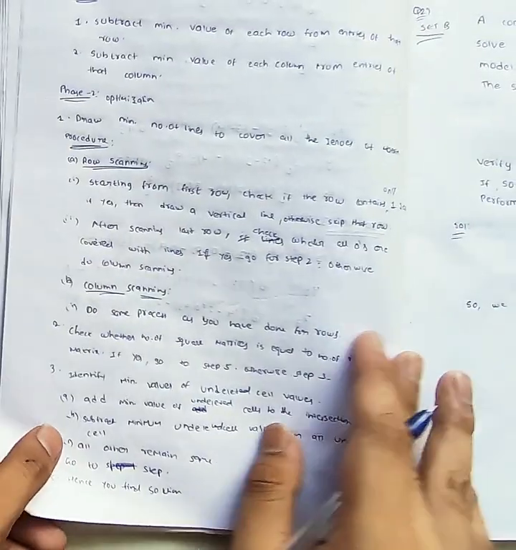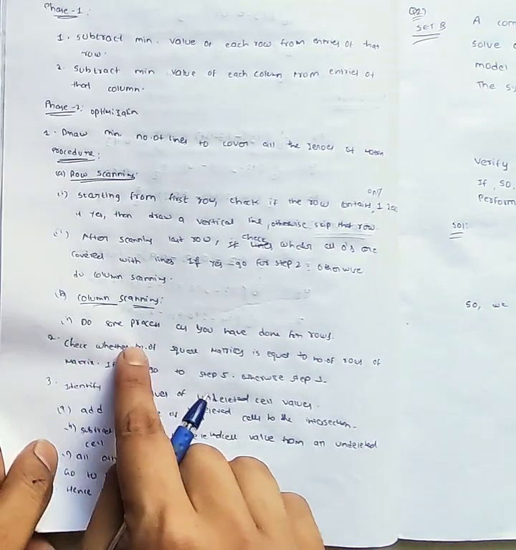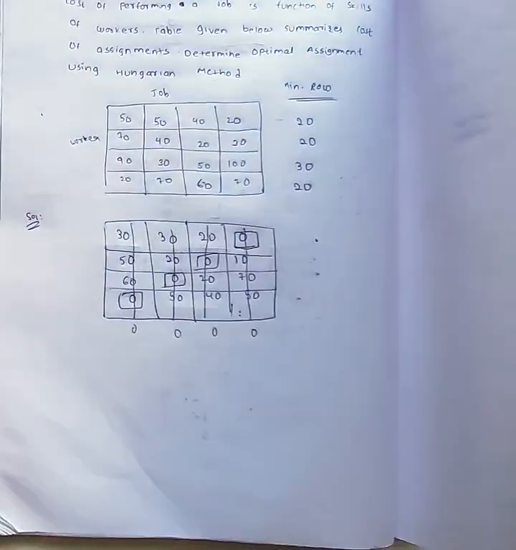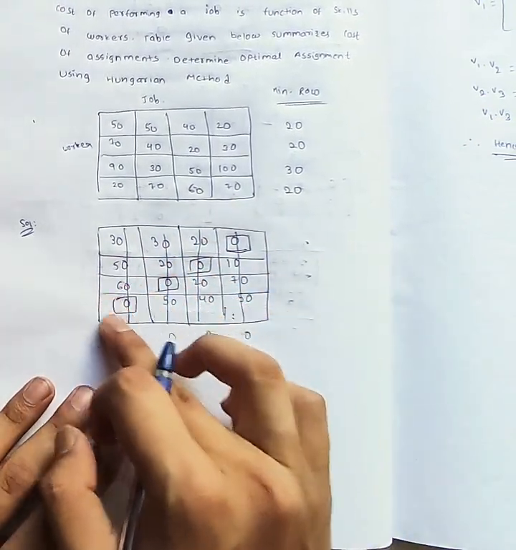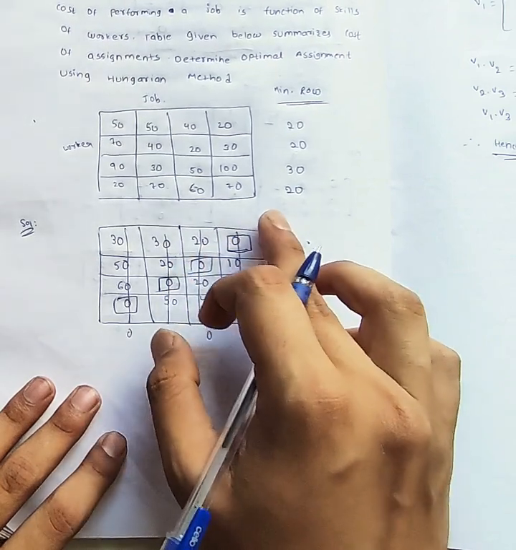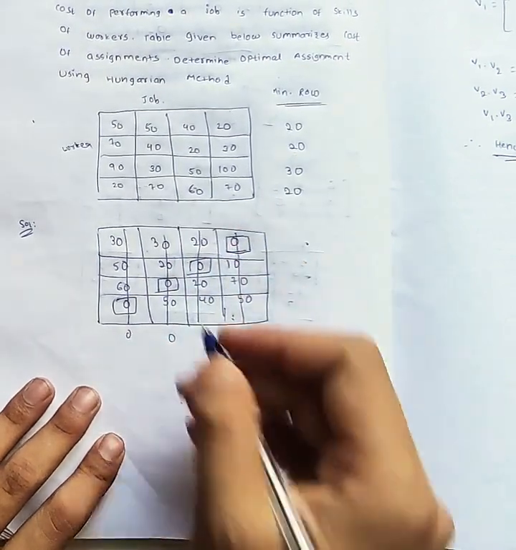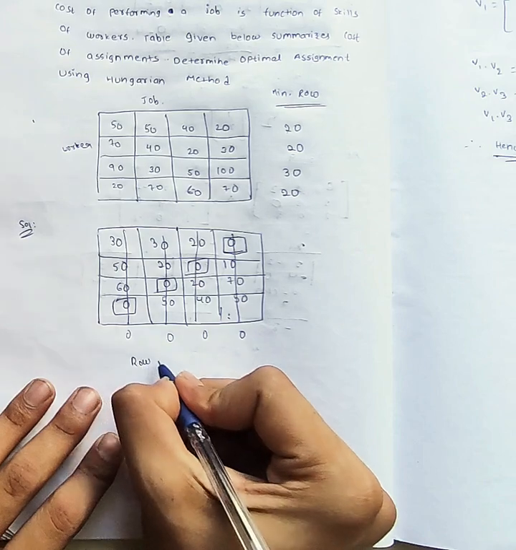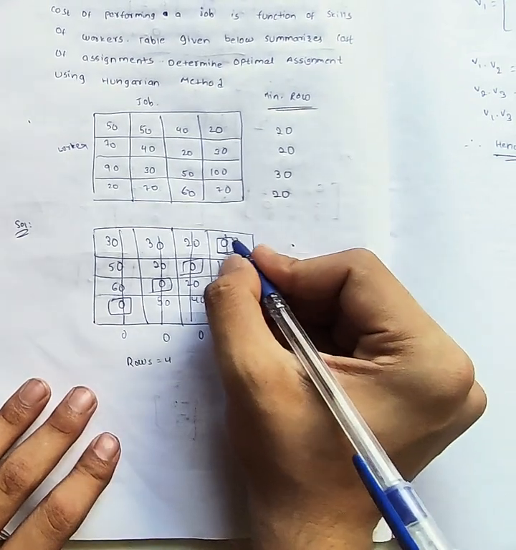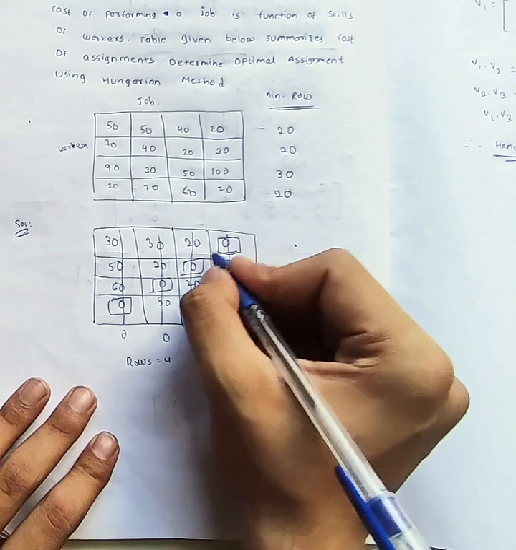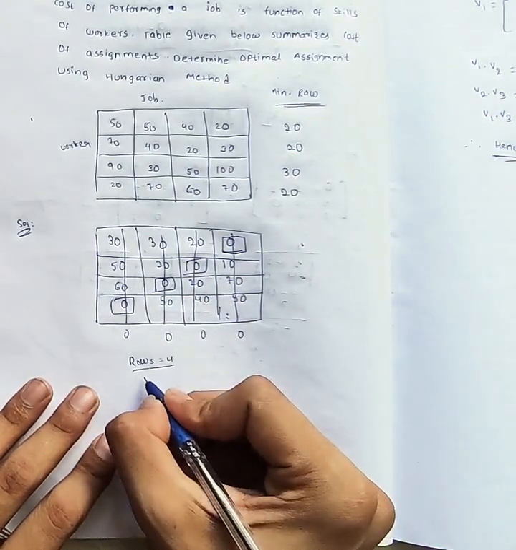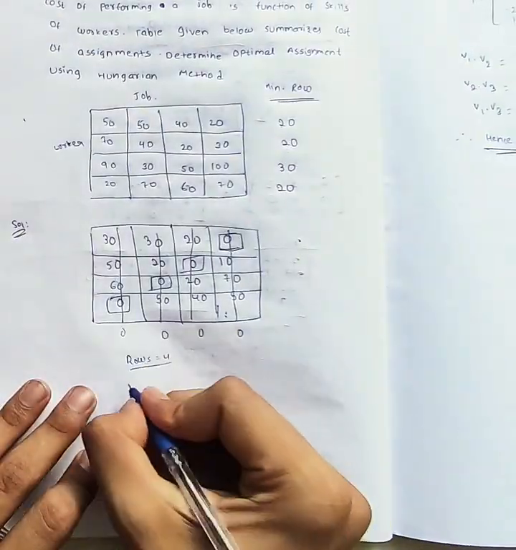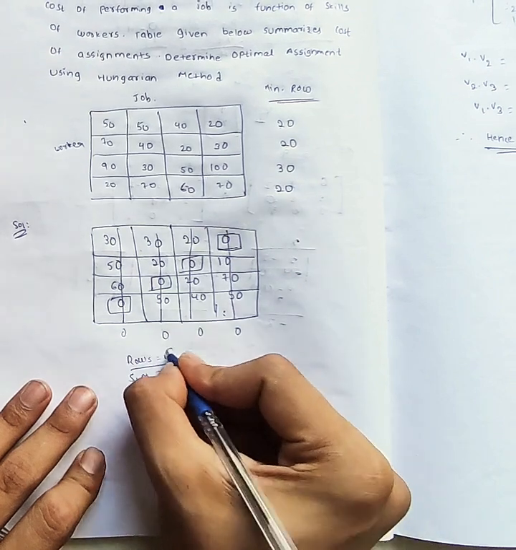Okay, so what is the second step? Check whether the number of square matrices is equal to the number of rows of the matrix. The square matrices are the zeros which we have boxed. How many rows are there? Rows equal to 4. And what is the square matrix count? 1 2 3 4. Square matrices is also 4. So these two are equal, right?